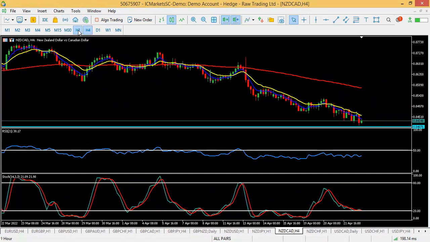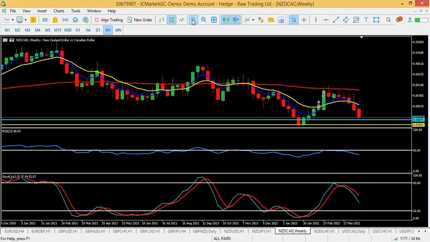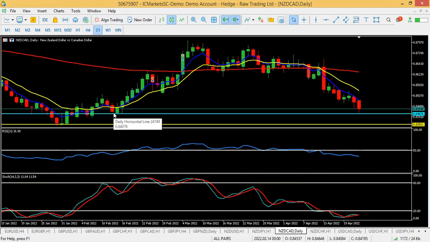NZD CAD is currently sell bias according to H1 and H4. So the weekly candle, the same setup we've seen on the NZDUSD is what we are seeing on the NZD CAD. So right here, we expect this to drop further to the yellow support at 0.8350. And the daily target is also seen right at the blue support, which is at 0.8407. We can see price is currently sitting at the daily support, but we expect this to get broken and move down towards the yellow support right there.